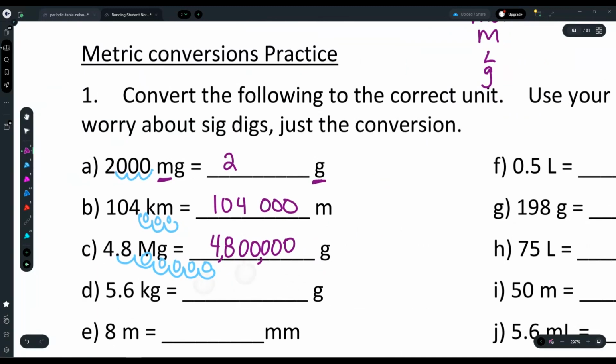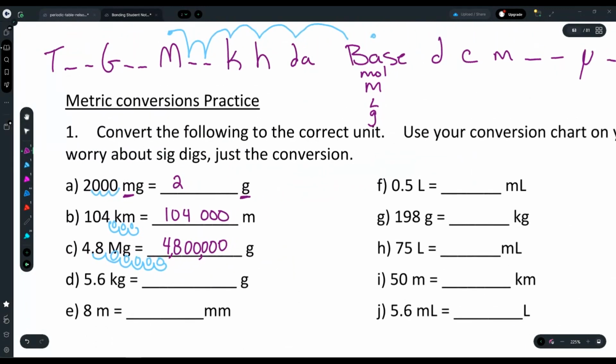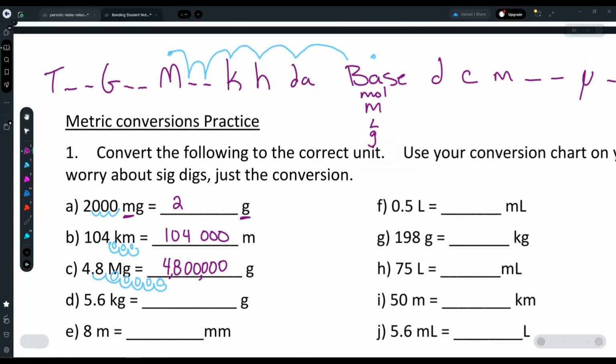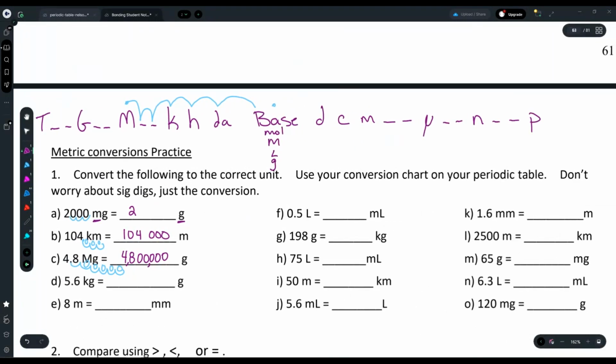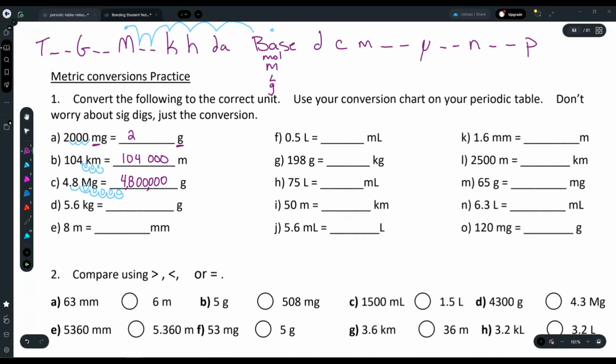grams, I should say. Okay, so with all of these, it's going to be the same technique. You figure out where you're starting, you figure out where you need to get to, and then you count how many spots and in what direction you need to go on the metric conversion line in order to get to where you want to go.